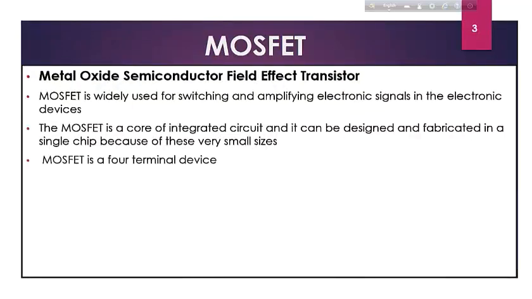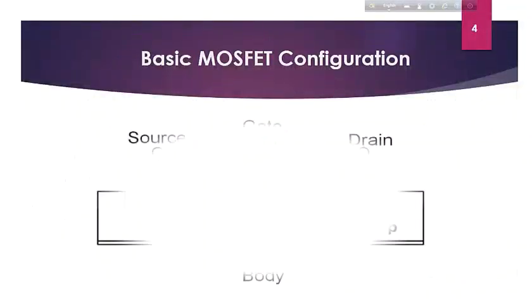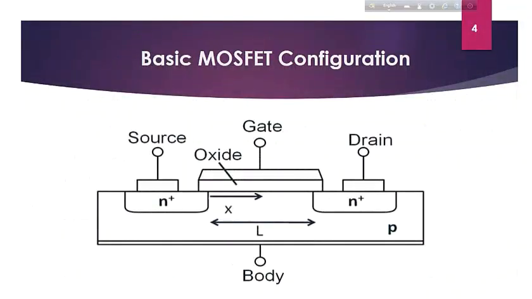MOSFET is a 4-terminal device. MOSFET has 4 terminals. One is source, second one is gate, third one is drain, and fourth one is body. Basic configuration of MOSFET. In this picture, you can see the configuration of MOSFET contains source, gate, drain, and body.